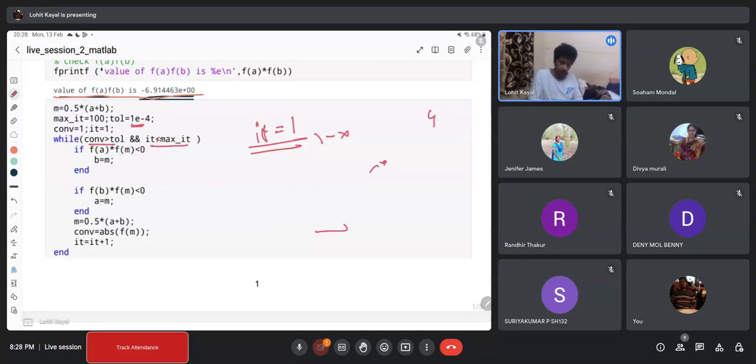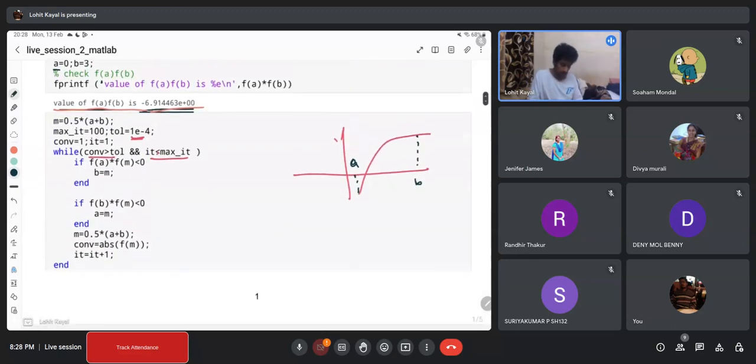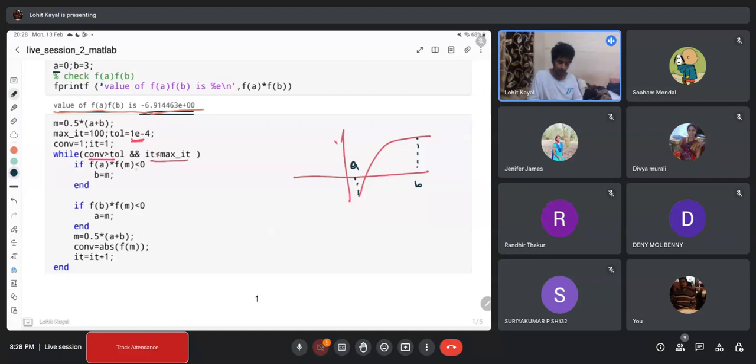So if fa into fm is less than 0, now it is a good time to draw the plot. Suppose this is the function. Previously it was b and this was a. Now the condition: if fa into fm is less than 0, here suppose somehow it will be my m. This is fm. If fa into fm is less than 0, if it is true, then b equals m, and end it.